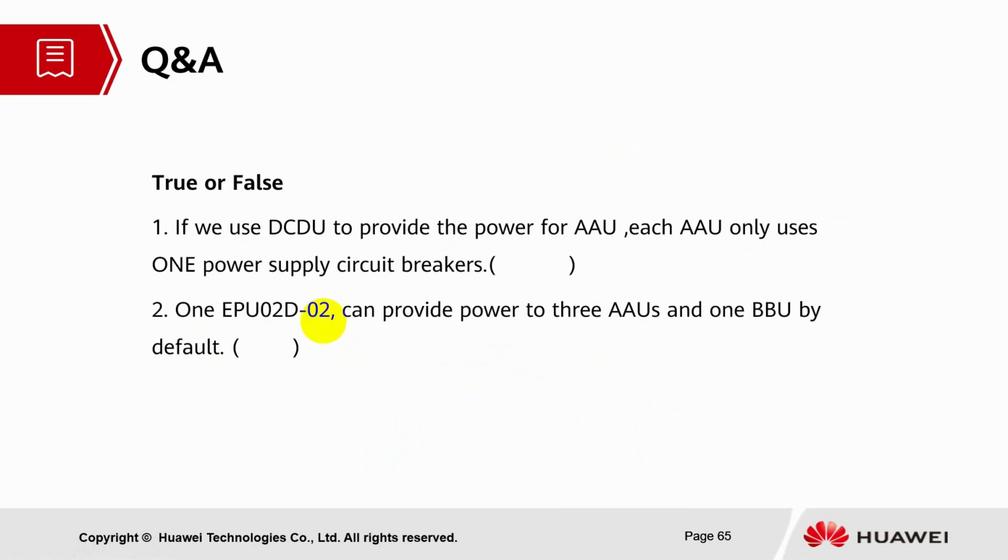True and false Q&A session. If we use DCDU to provide the power for AAU, each AAU only uses one power supply circuit breaker. It's a false statement. One EPU module can provide power to 3 AAUs and 1 BBU by default. This is a true statement.